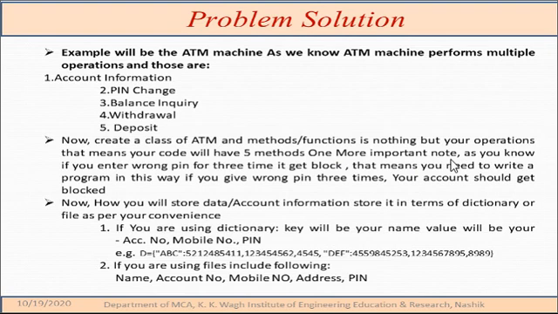One more important note that you have to consider here: if you put the wrong pin 3 times, the account gets blocked and a message should be displayed. That means you need to write the program in such a way that if you give the wrong pin 3 times, your account gets blocked. You can store the account information in terms of a dictionary or files as per your convenience. If you are using the dictionary, then the key will be the name and the value will be your account name, mobile number and pin.